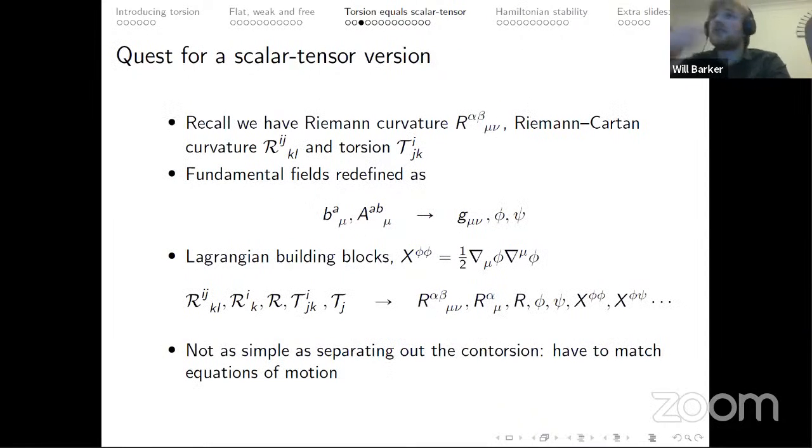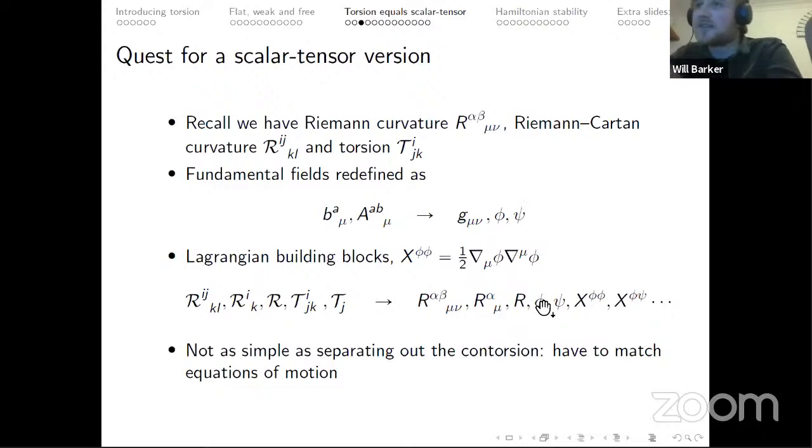So what we want to do now is we want to say, okay, can we build a scalar tensor theory without any torsion in it whatsoever? So just using a metric and a pair of scalars, such that the background of that theory is exactly the same as the background of the full quadratic torsion theory. So the only way really to do this is by matching the equations of motion. It turns out that it is possible.